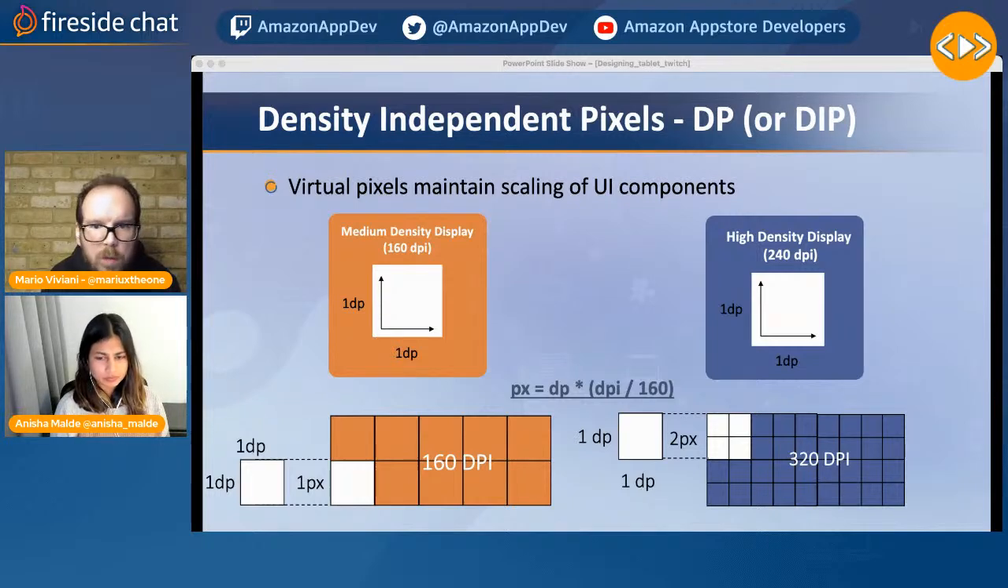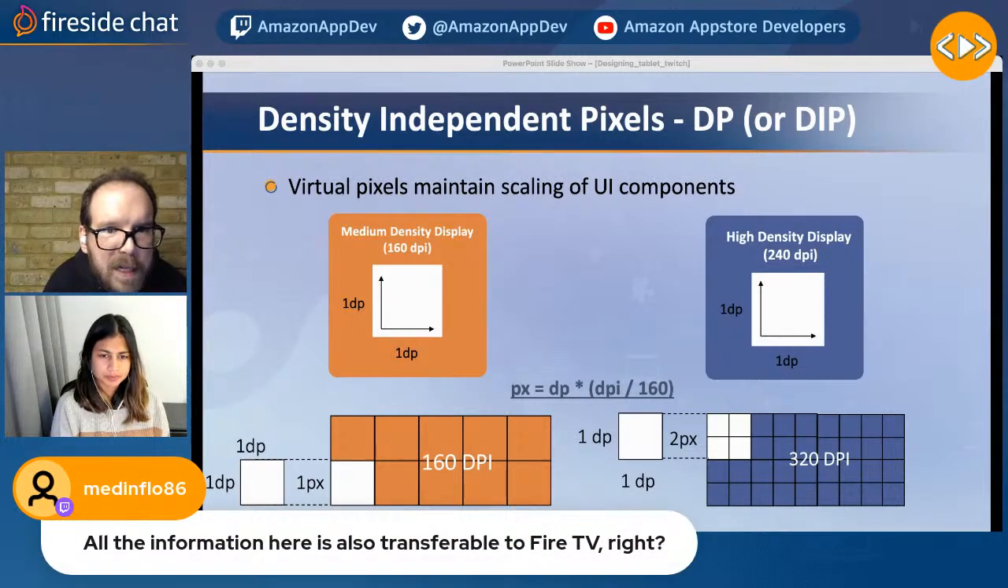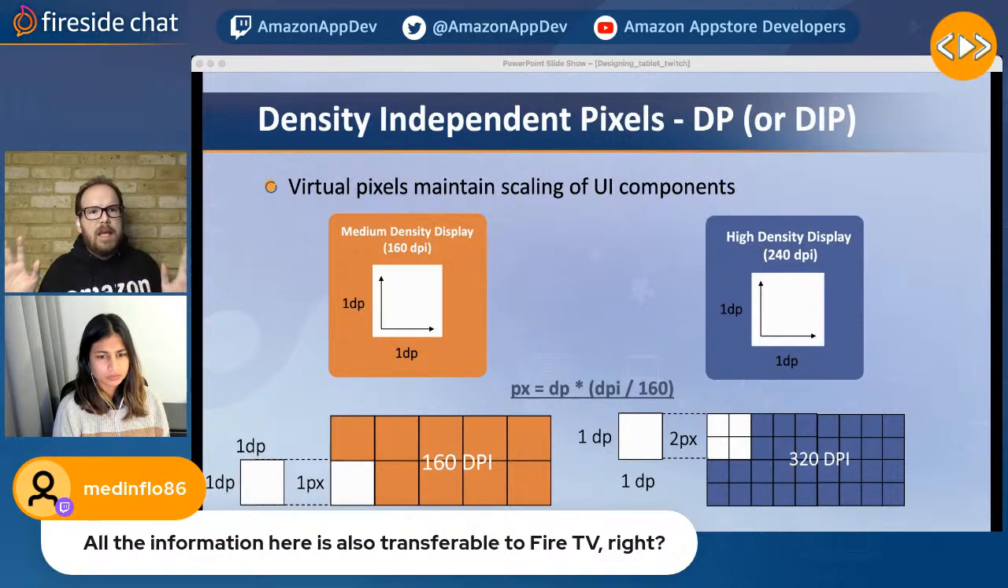There is a question before we move forward, actually, from Merinflow86, which is, all the information here is also transferable to Fire TV, right? So it's a good question. However, we need to take into account one thing, that is, on Fire TV, everything when it comes to UI is rendered at full HD. So you can actually use 1920 by 1080p as a reference for your UI.